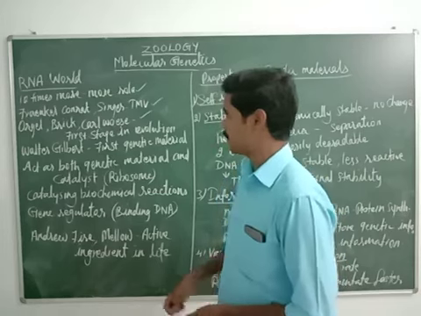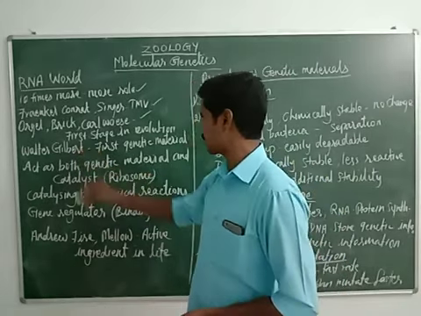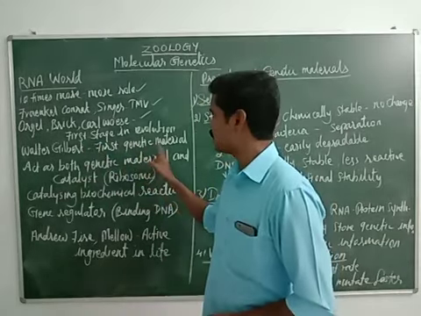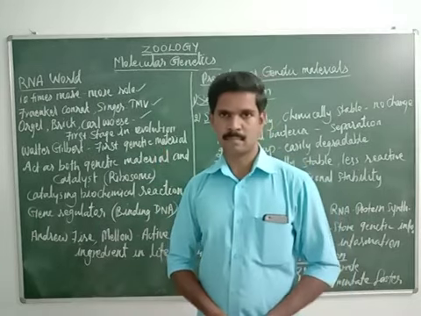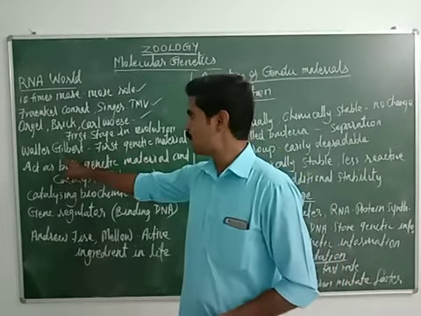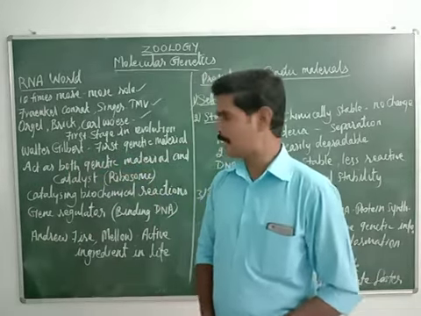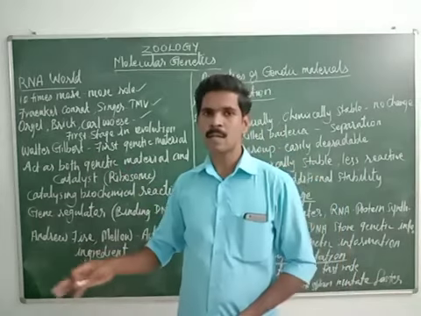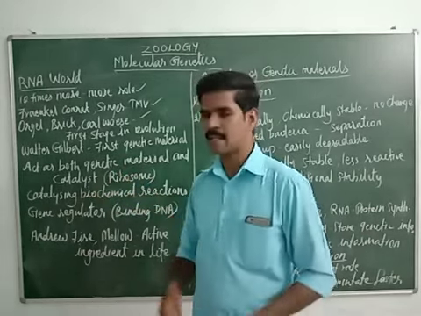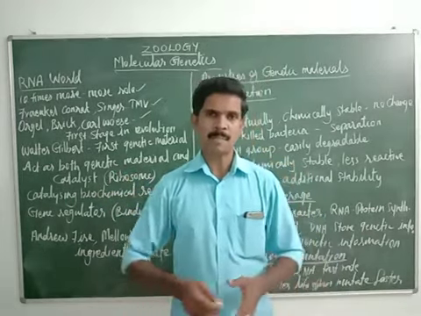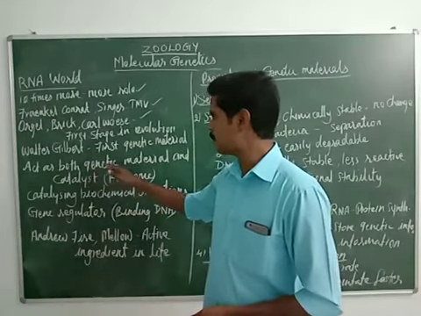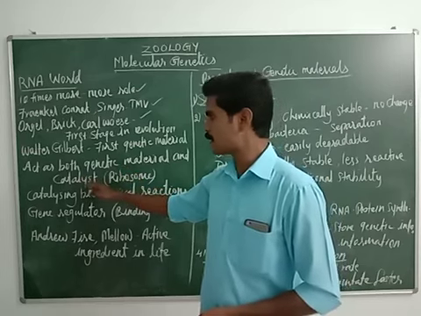Understand? Then the next point: one scientist, Walter Gilbert. He says RNA is the first genetic material on the earth. Next point, the RNA molecules act as both genetic material and also as a catalyst. Catalyst means a material used to speed up some reactions. So the RNA molecule acts both as genetic material and as a catalyst.